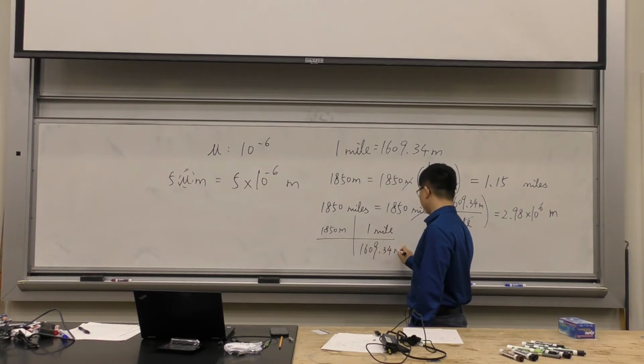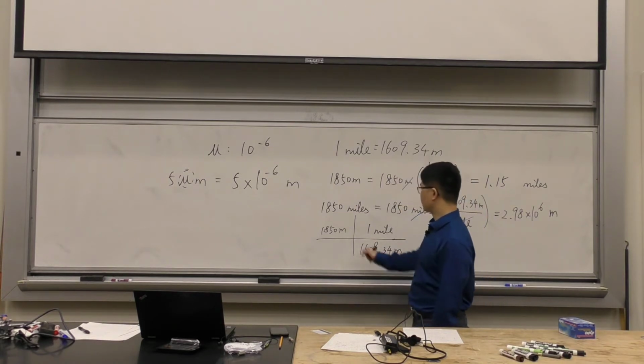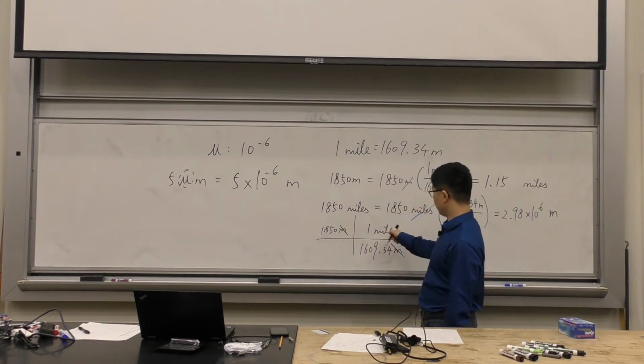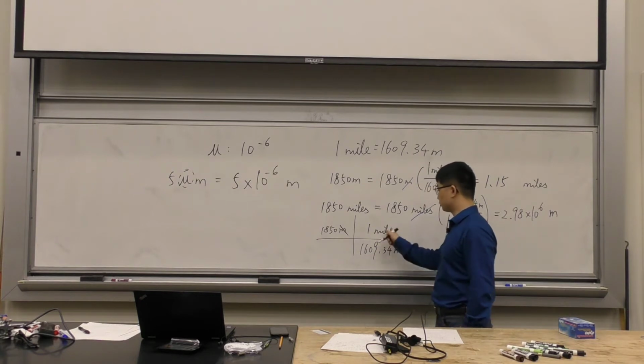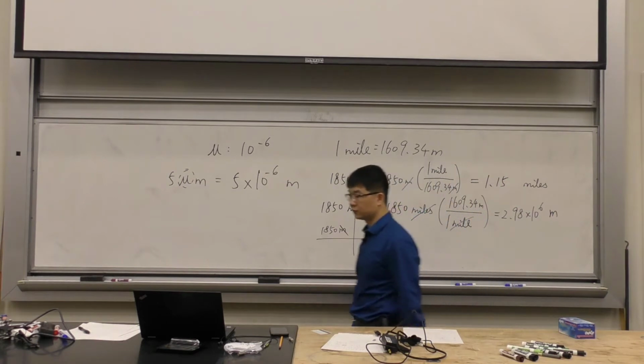I know that a lot of people learn to do it this way. Basically, you still just cancel these meters and meters, you have miles left, and then you do the algebra with these numbers. It's the same idea. There's no difference.